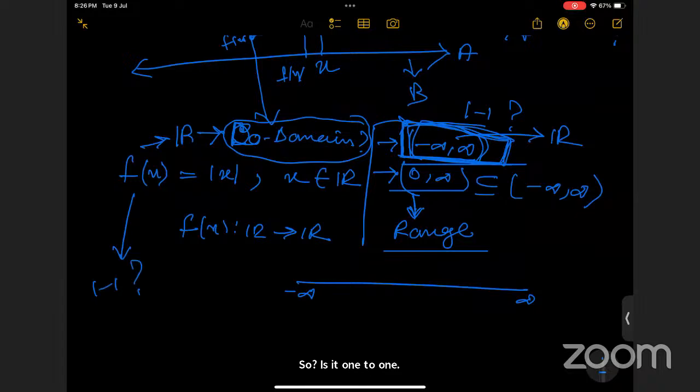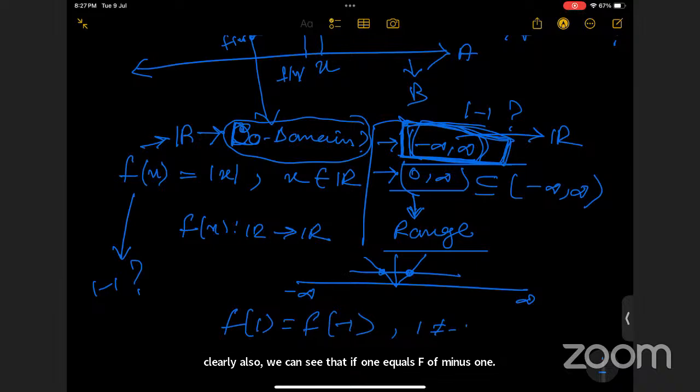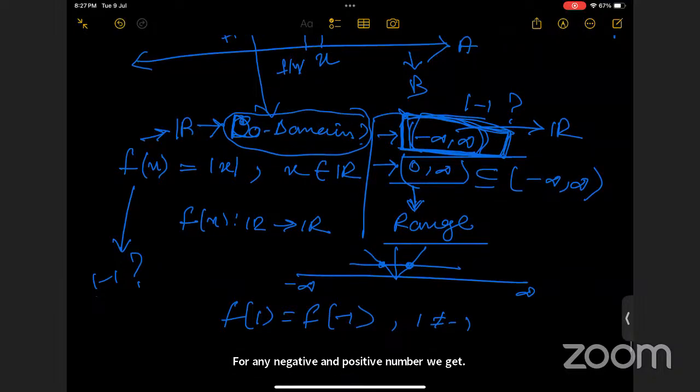No, it is not. Clearly it is not 1, because we can see the graph. This is one step, and clearly also we can see that f of 1 equals f of minus 1, where 1 is not equal to minus 1. For any negative and positive number, we can check it, right? Yes.